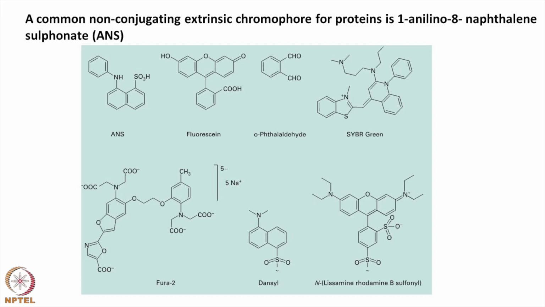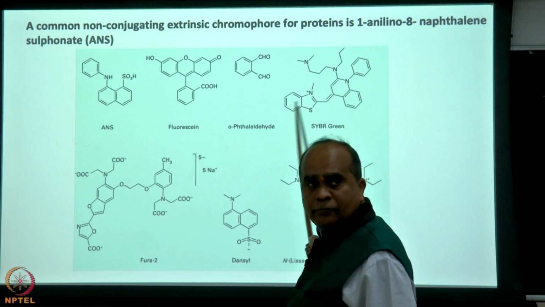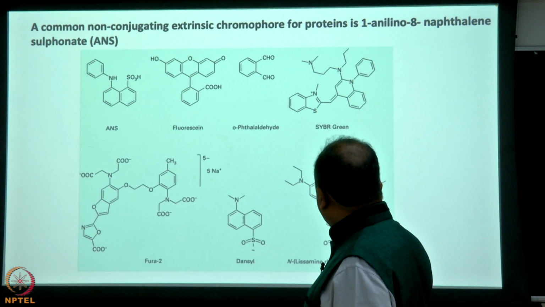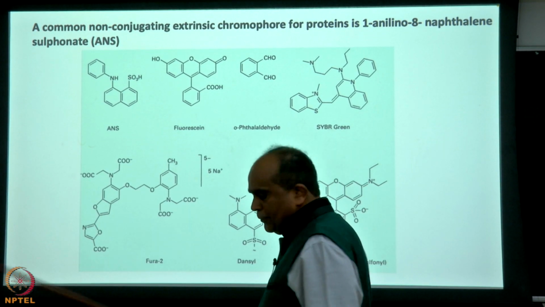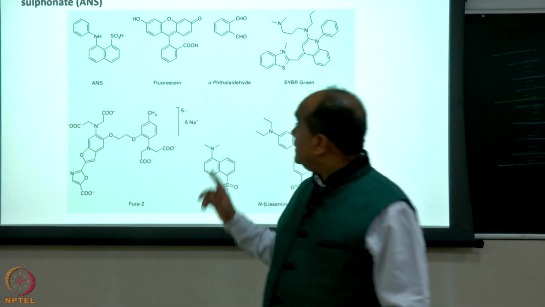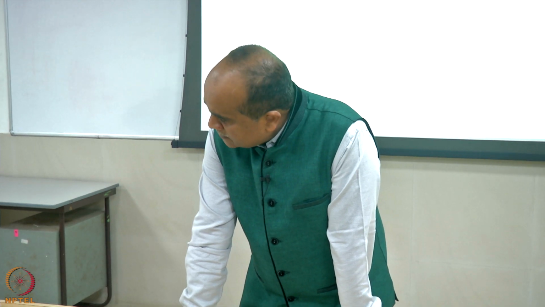this molecule called ANS, 1-anilino-8-naphthalene sulfonate, ANS. This is a dye. Others are like SYBR Green, which is one known compound, fluorescein, dansyl lysine, rhodamine sulfonyl, all these are extrinsic fluorophores. Let me just spend 1-2 minutes describing the ANS, why this is an important dye, and when you are doing biophysics, why you have to study this. ANS is an interesting dye.